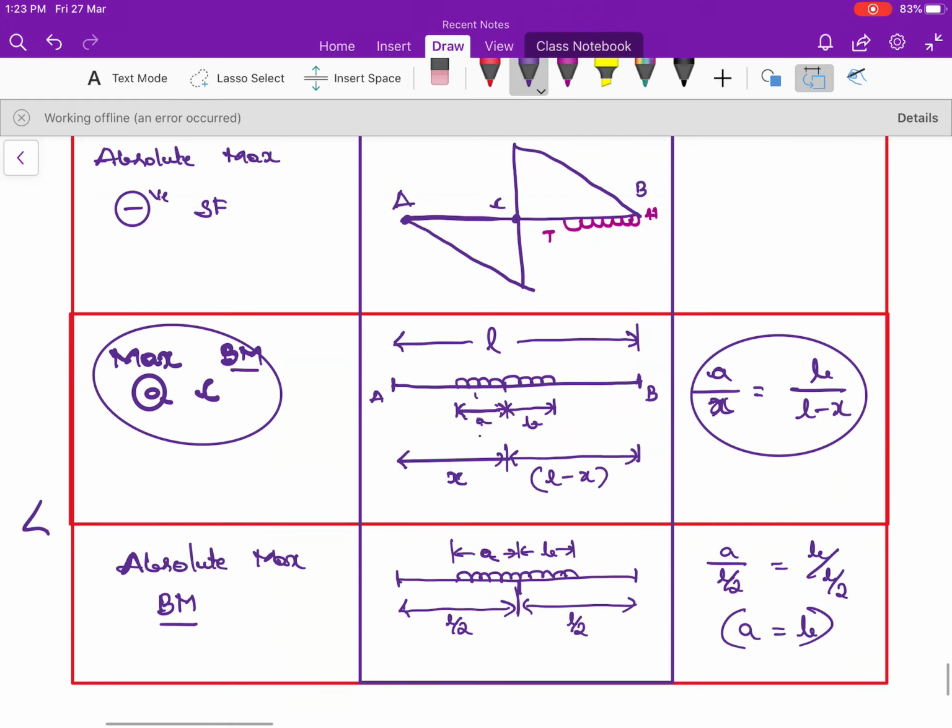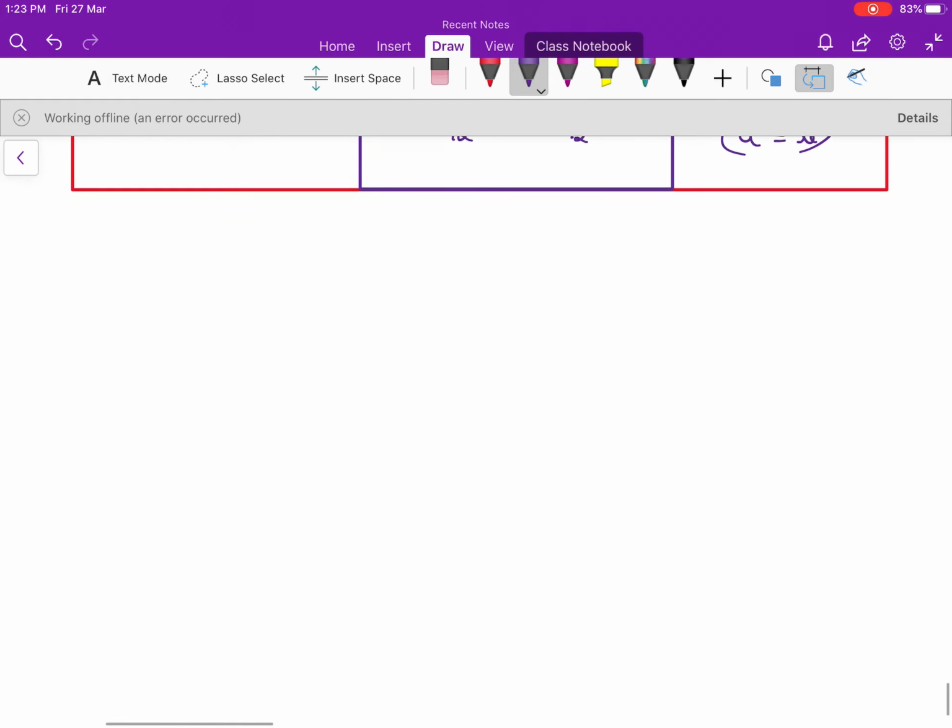The next concept I am taking here is drawing influence line diagrams, which is very important. Sometimes it will be directly asked in the MCQs. Drawing influence line diagrams.